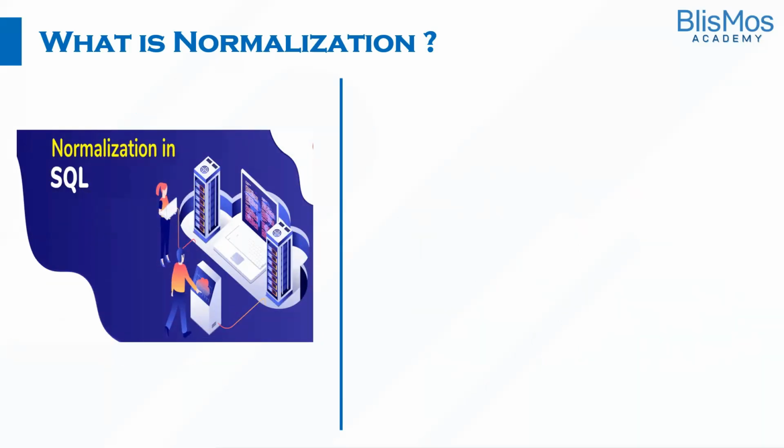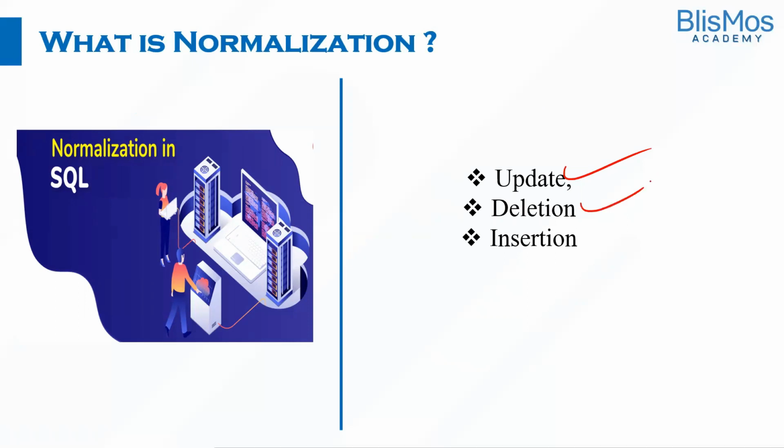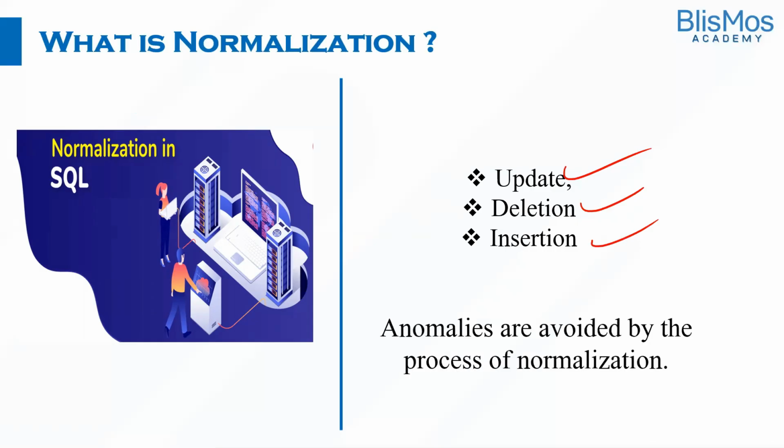When you are developing a database, you would have multiple tables as a part of the database. You will be either updating the data in a table, deleting the data, or inserting the data. While doing all these things, you may introduce some anomalies. So normalization will avoid all the anomalies. In a way, anomalies are avoided by the process of normalization.